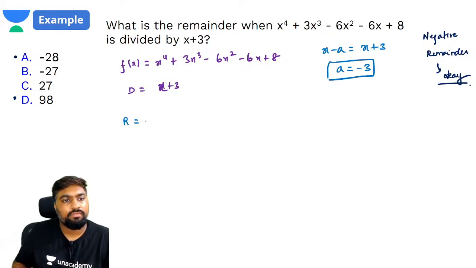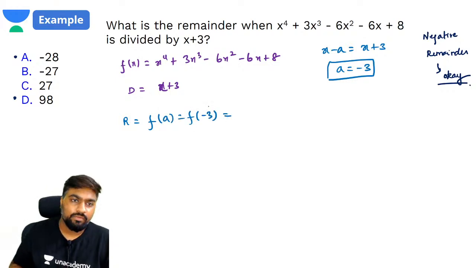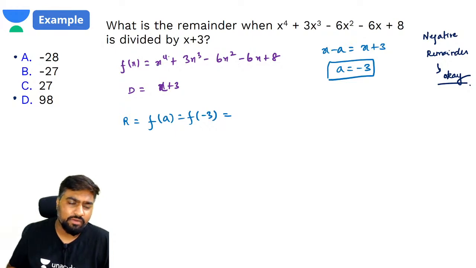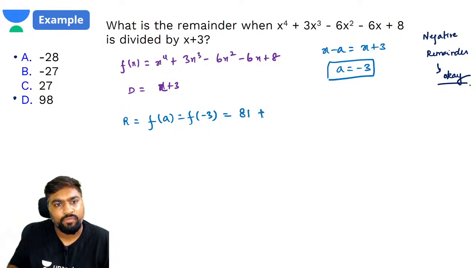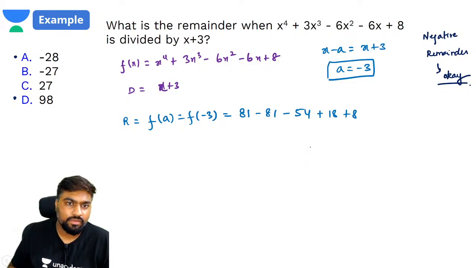So our remainder will be equal to f of a, which is nothing but f of -3, which is going to be how much? x⁴ is (-3)⁴, which is +81, plus this is going to be -81. Yes, -27 into 3 is -81, -6 into -3 is +18... -54... Correct? Yes guys. So +81 -81 cancel.